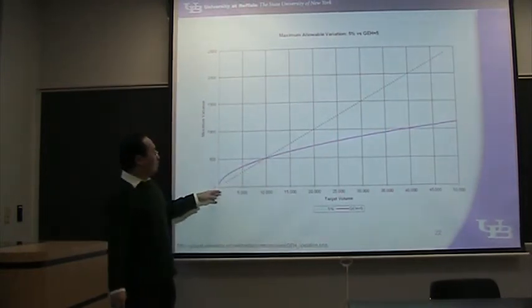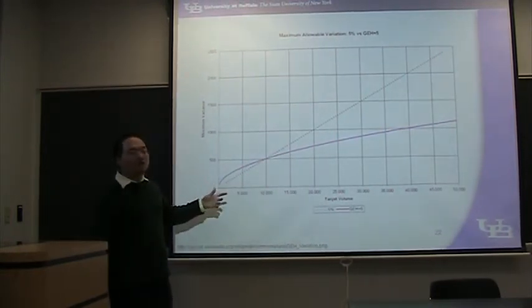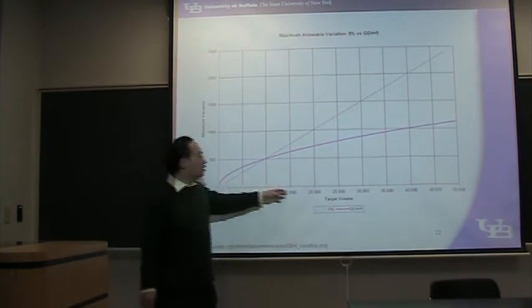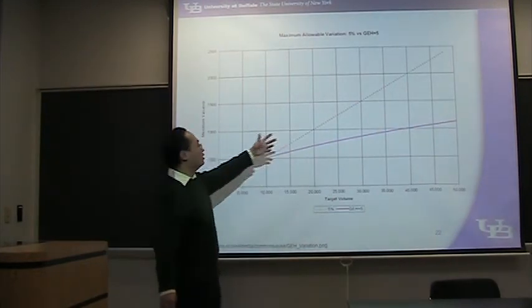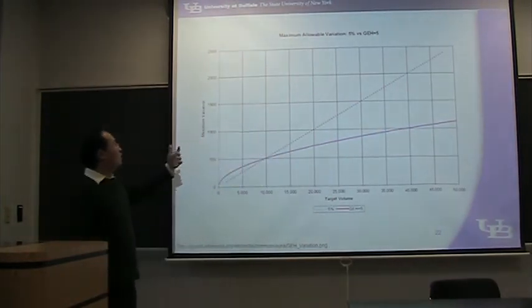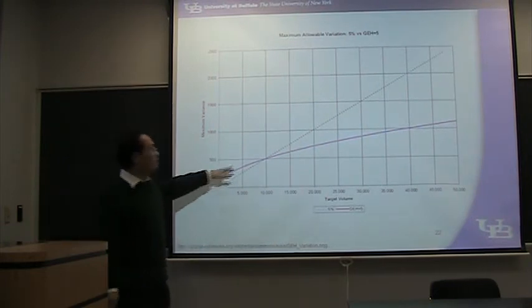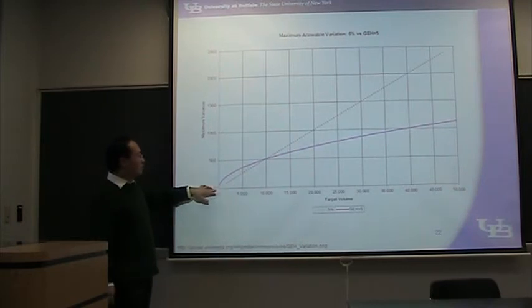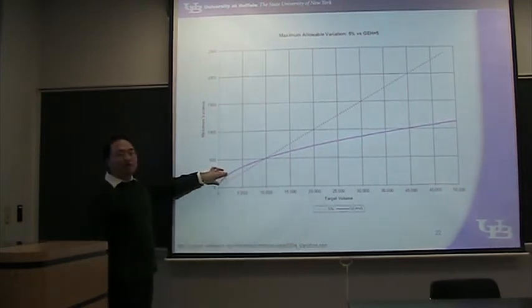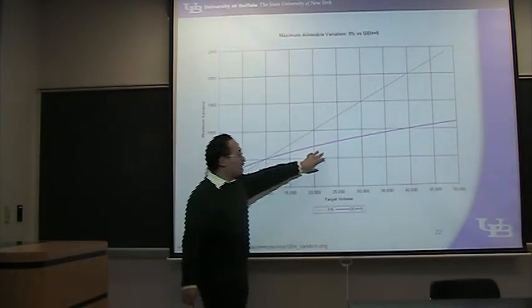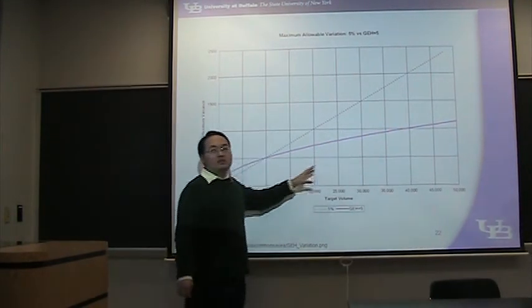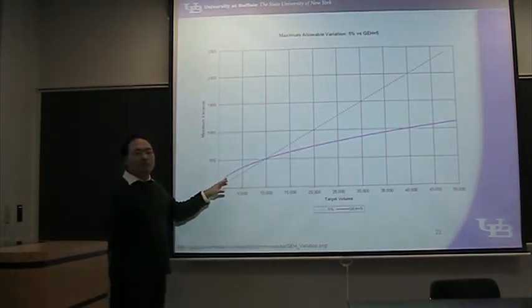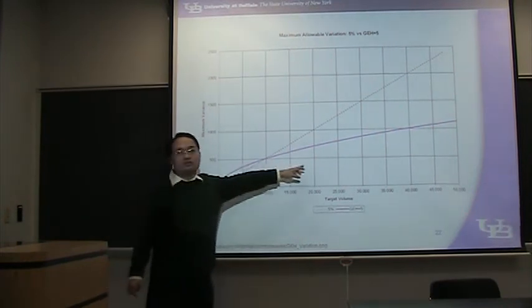When the volume is low, the allowed variance is low. When the volume is high, the allowed variance is also high. So it's a linear relationship. But when you use GEH equal to 5, when the volume is very low, it allows a lot more variance. But when the volume goes high, it allows less variance. This pink curve is GEH.